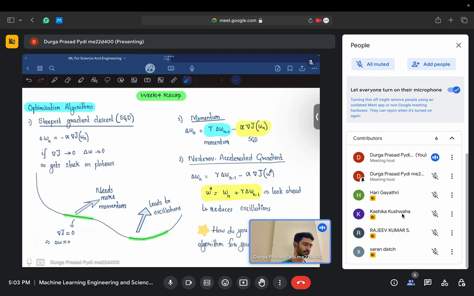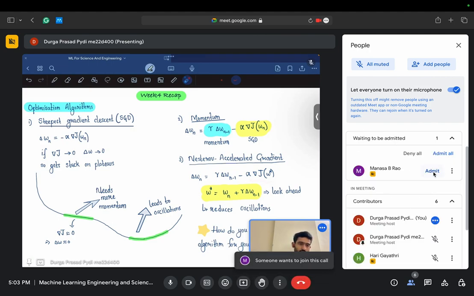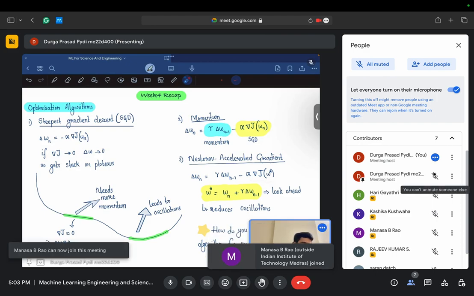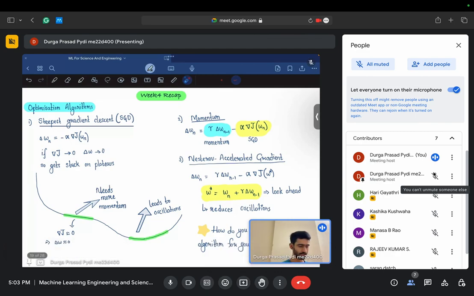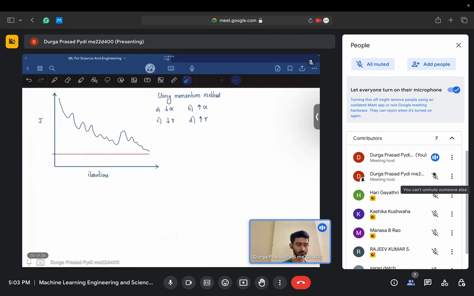So the question that we didn't answer in the last session is, how do you choose an optimization algorithm for your problem? There are 2 other methods also that were discussed, AdaGrad and AdaDelta, which for now I am just keeping aside. So if you just have three methods, which one of these would you select for this particular scenario that I am choosing here?